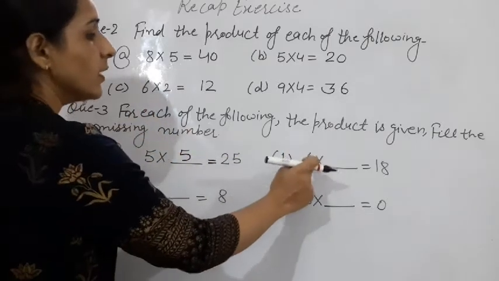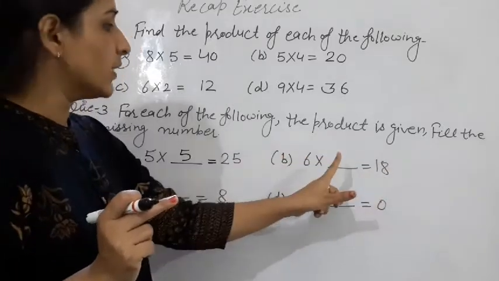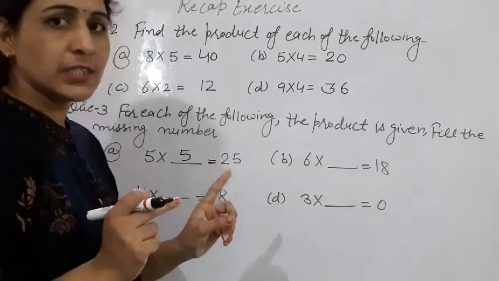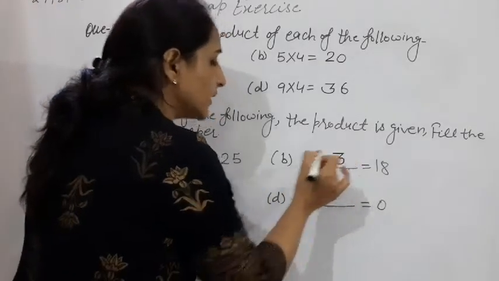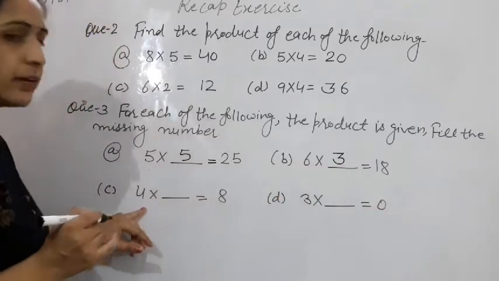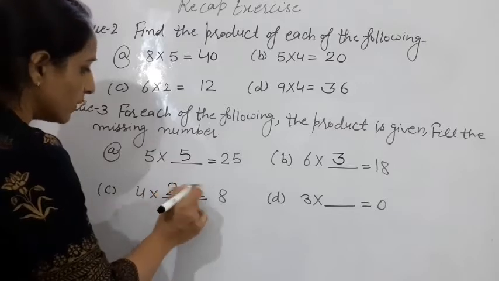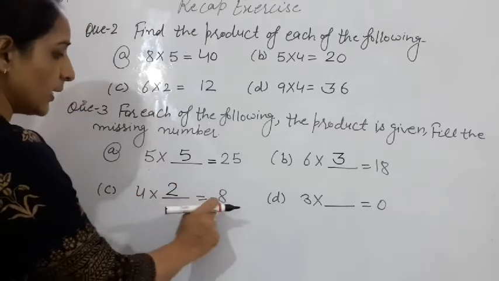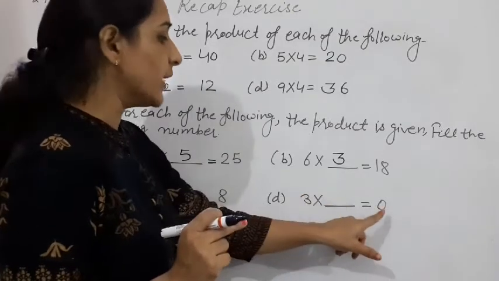In the same way, we read the table of 6. Where we get 18, then we write that step. 6 1s are 6, 6 2s are 12, 6 3s are 18. Now 6 3s are 18. The next one: read the table of 4. 4 1s are 4 and 4 2s are 8. 4 2s are 8. Now 3 multiplied by which number do we get 0?